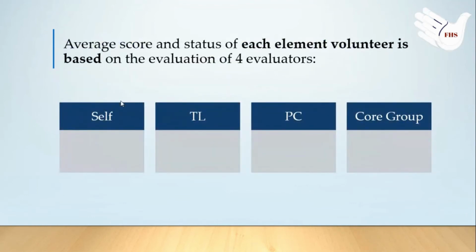Okay, so here are the 4 evaluators. You have yourself, TL, PC, and core group. Now we will explain how you can get your average score and status.